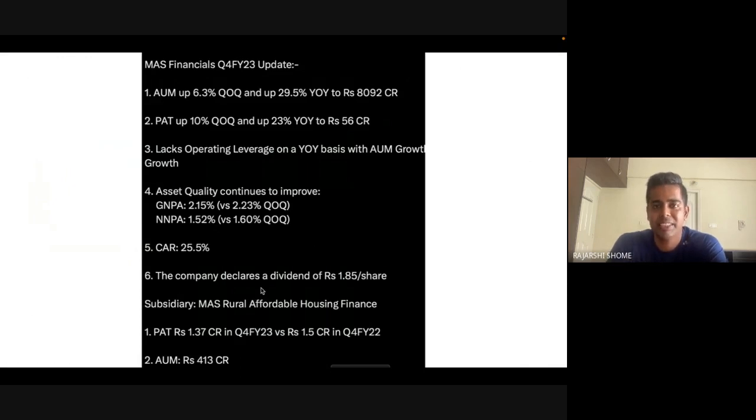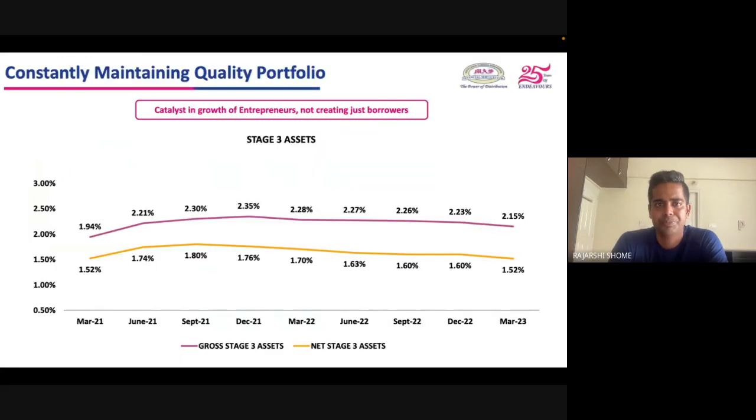And Mass Financials has a subsidiary, which is the Mass Rural Affordable Housing Finance. So they have made a separate management. And of course, can you see here, it's only a 400 crore book. And profit after tax, this is again a negative. The PAT has gone down on a YOY basis. But again, it's just a 400 crore book and they want to scale it up. And since they wanted more focus in the housing division, they made it a subsidiary and have put in a separate set of management to take care of that book.